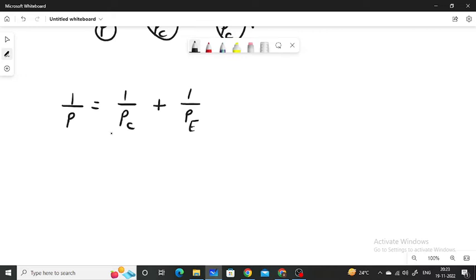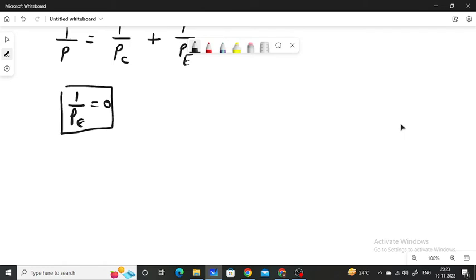If the strut is very short, then Euler's crippling load is very large, so 1 by Pe will be equal to 0, so that P is equal to Pc, which is in fact true. Similarly, for a very long strut, 1 by Pe becomes very large, so that P is equal to the Euler's load Pe.